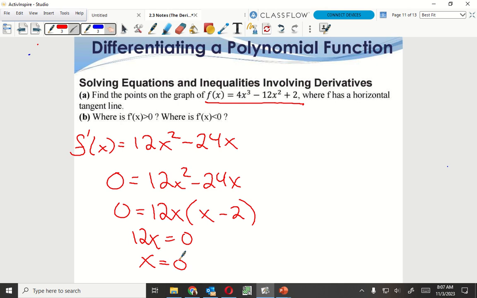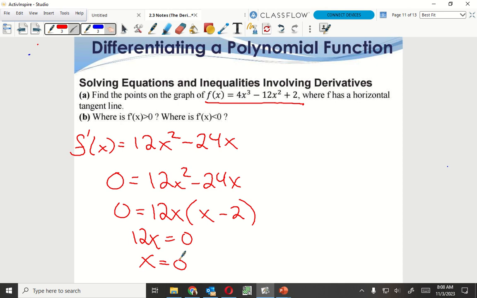Yes? Because 0 divided by 12 is still 0. Remember, I have 0 pizzas divided by 12 people. Do they all get the same? I haven't done that one yet. I haven't done that part yet.